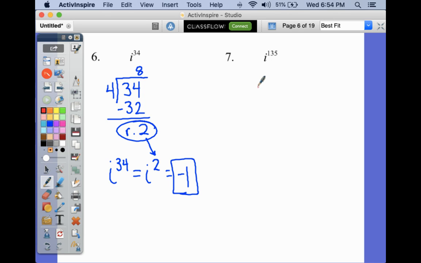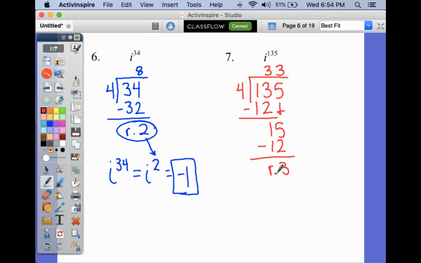Okay, same process over here. I'm going to take 135 divided by 4. 4 goes into 13 3 times. And then 4 goes into 15 another 3 times. That is the remainder, 3. So i to the 135th power is the same as i cubed, which is the same as negative i.